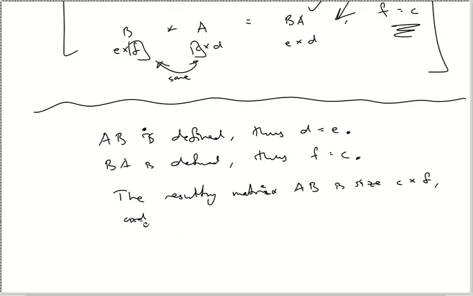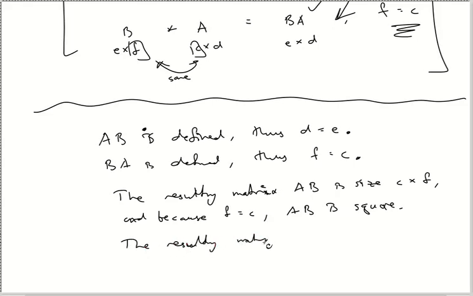And because F equals C, AB is square. Okay, and then I would basically repeat myself. The resulting matrix BA is size, what did we say it was going to be? E by D.